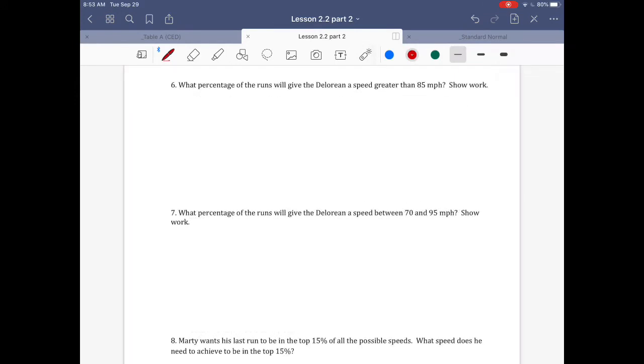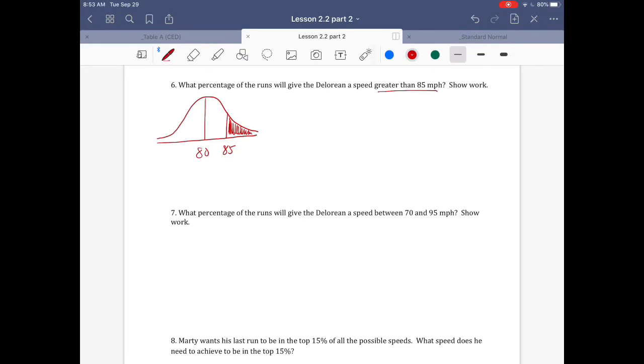Okay, so how do we determine what percentage of runs will be greater than 85 miles per hour? What we need to do is we're still operating on the same mean and standard deviation. So what we want to do is draw a normal curve. We want to label the mean. We want to put the 85 here, and we want this right here.